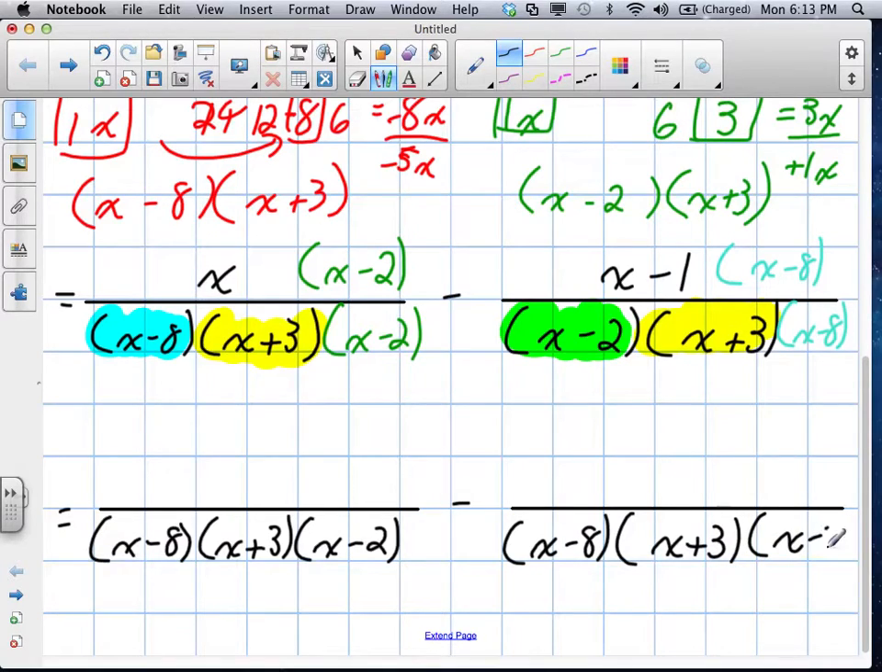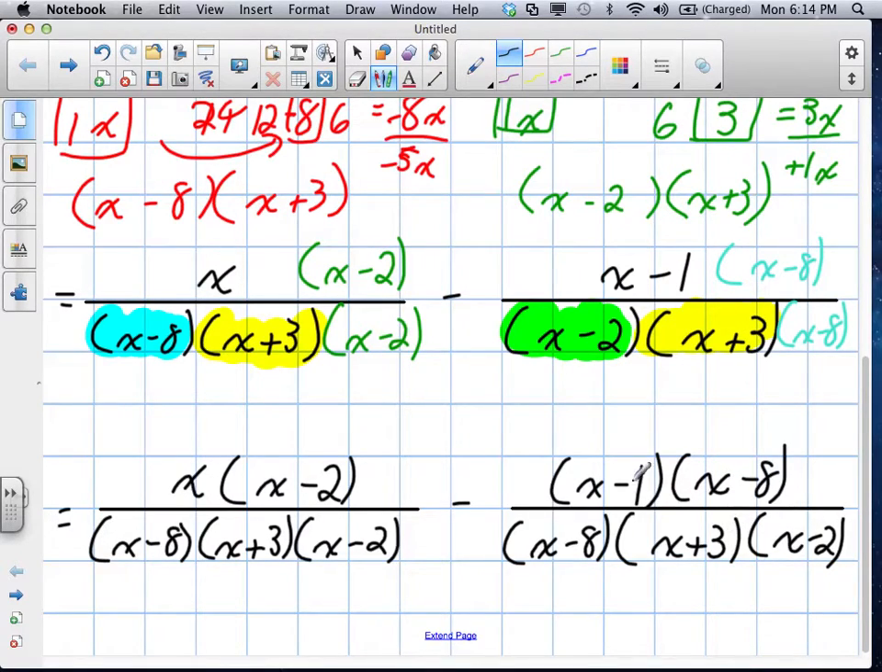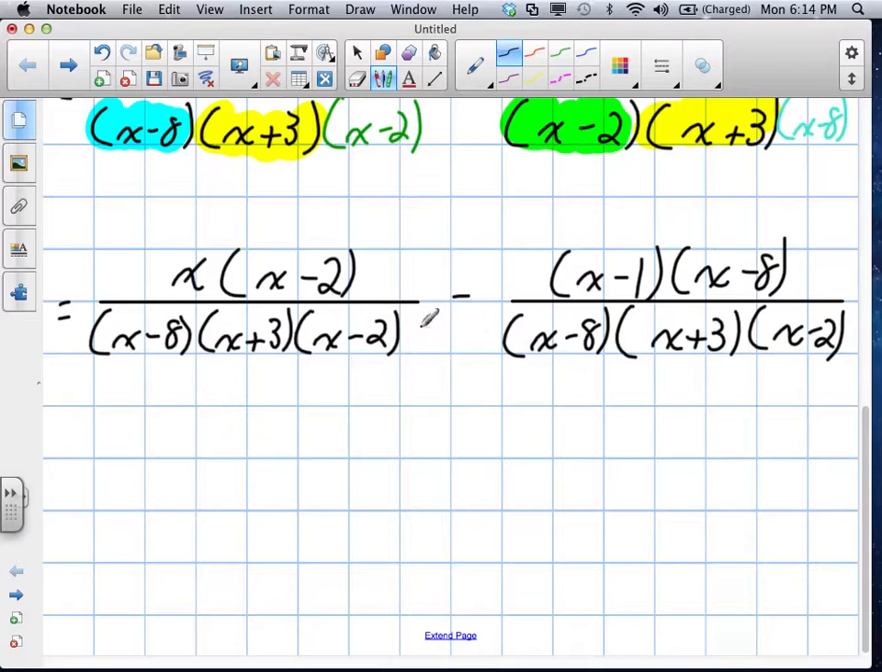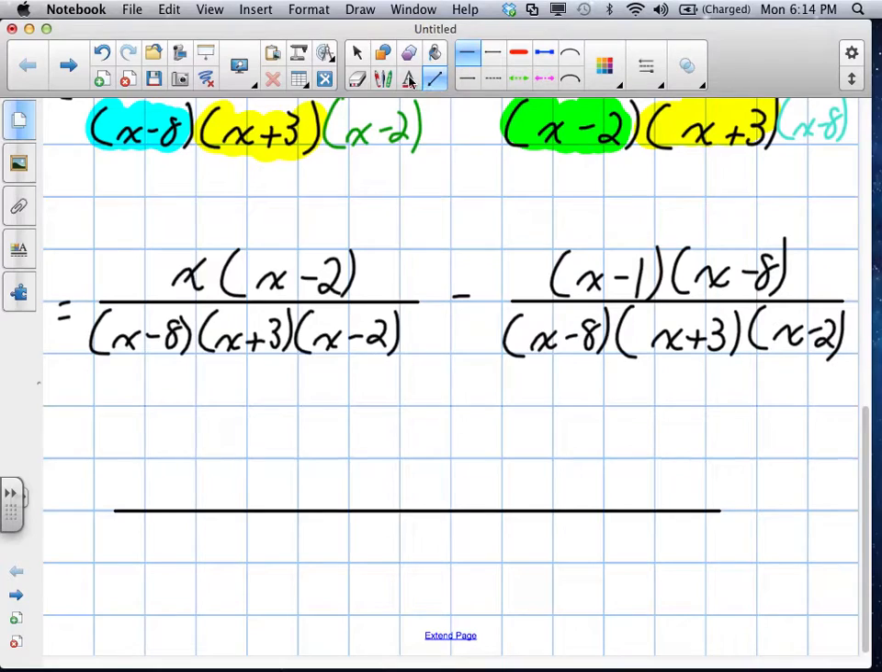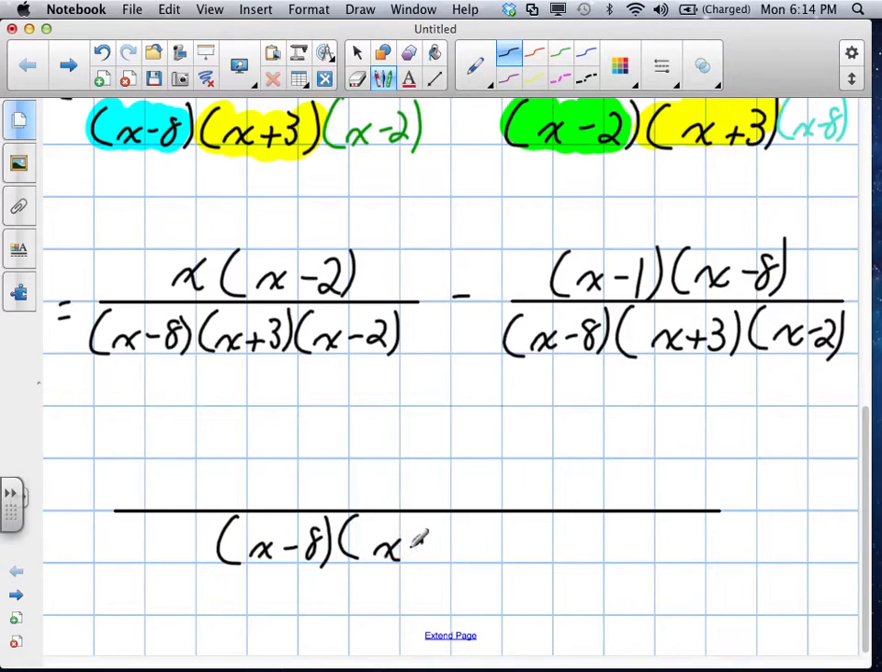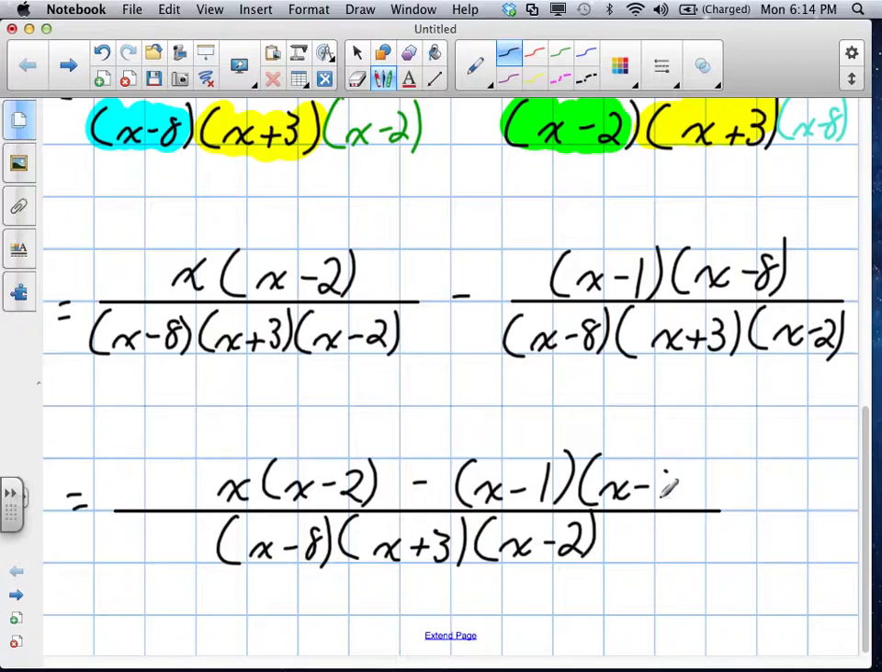So we have common denominators. But on top, I now have x times x minus 2. And over here, we have x minus 1 times x minus 8. Well, all of this can be written as one line now because we have common denominators, just like when we're adding or subtracting fractions. So now everything is over x minus 8, x plus 3, x minus 2. Everything's over that. And we're going to bring that subtraction above, and we're going to have x minus 2 subtract x minus 1, x minus 8.